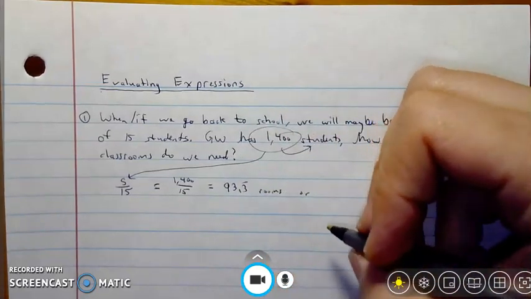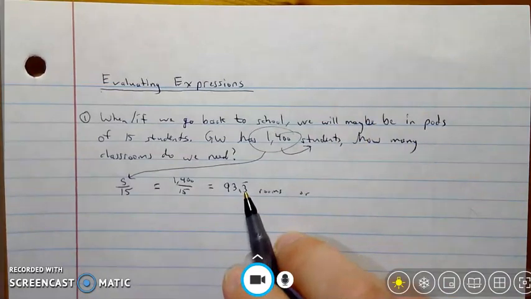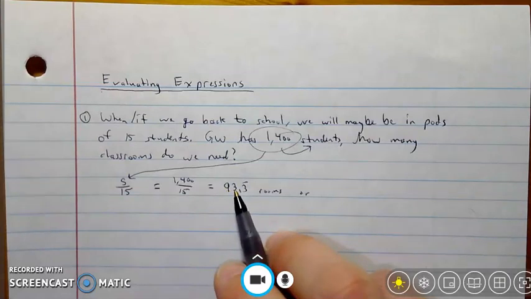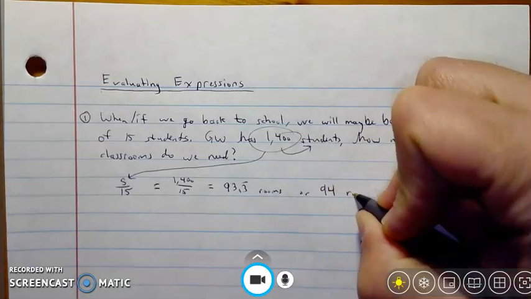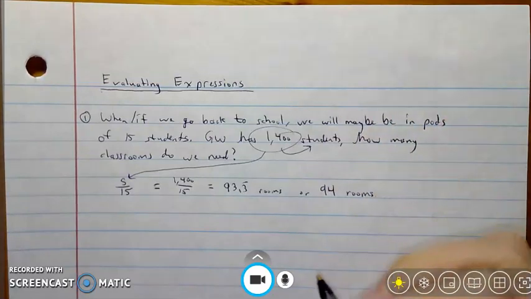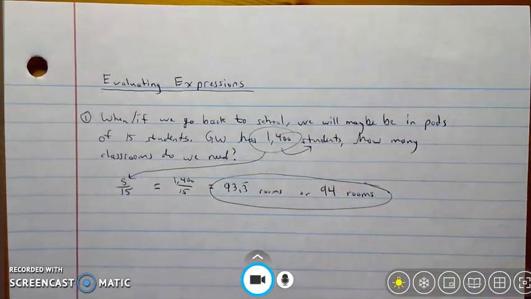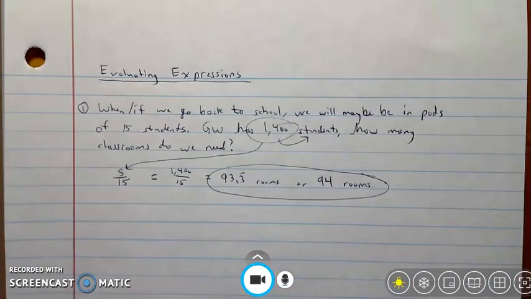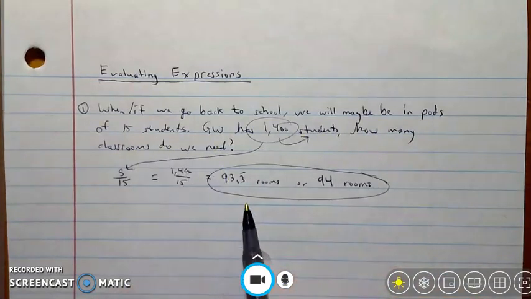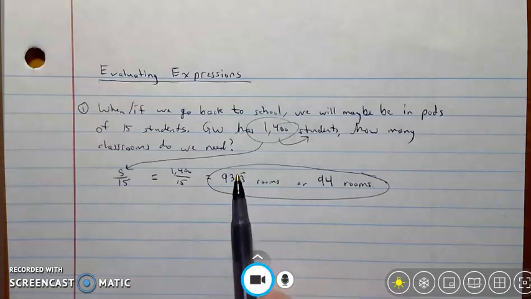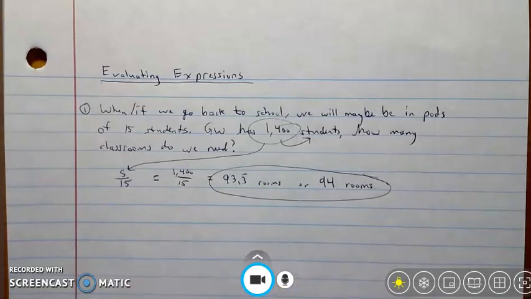Or, you can't just have like a partial room. If you had just 93 rooms, you would have a few students that didn't have a room to go to. So we could round this to 94 rooms, and that's just depending on the situation. You are required to put some context in here. So the question is asking, how many classrooms do we need? So my answer has to have the units. Okay, we need 94 rooms.